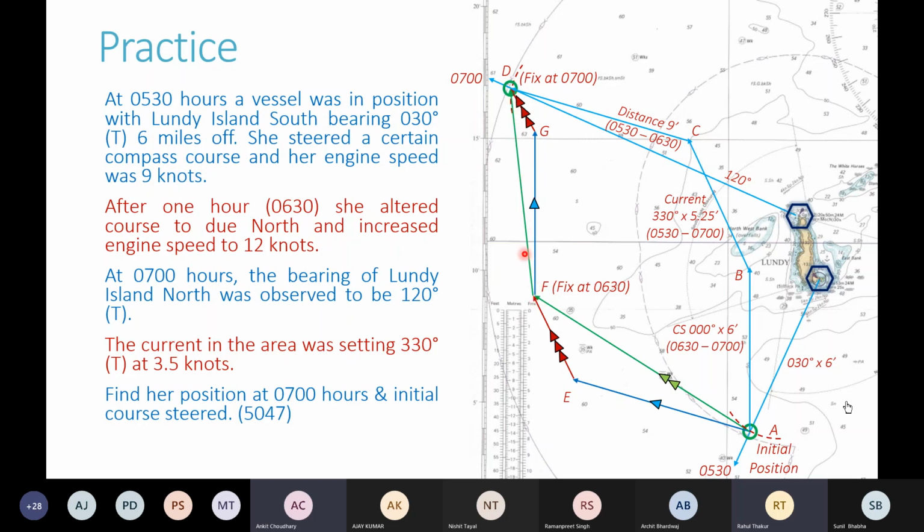Now, if you join F with the final position Delta, this gives me my course made good from 0630 to 0700. So you can see the actual track followed by the ship from 5:30 to 6:30. This is the 6:30 position, and from 6:30 to 7 o'clock, and this is the 7 o'clock position. So this completes our missing course or missing leg question.